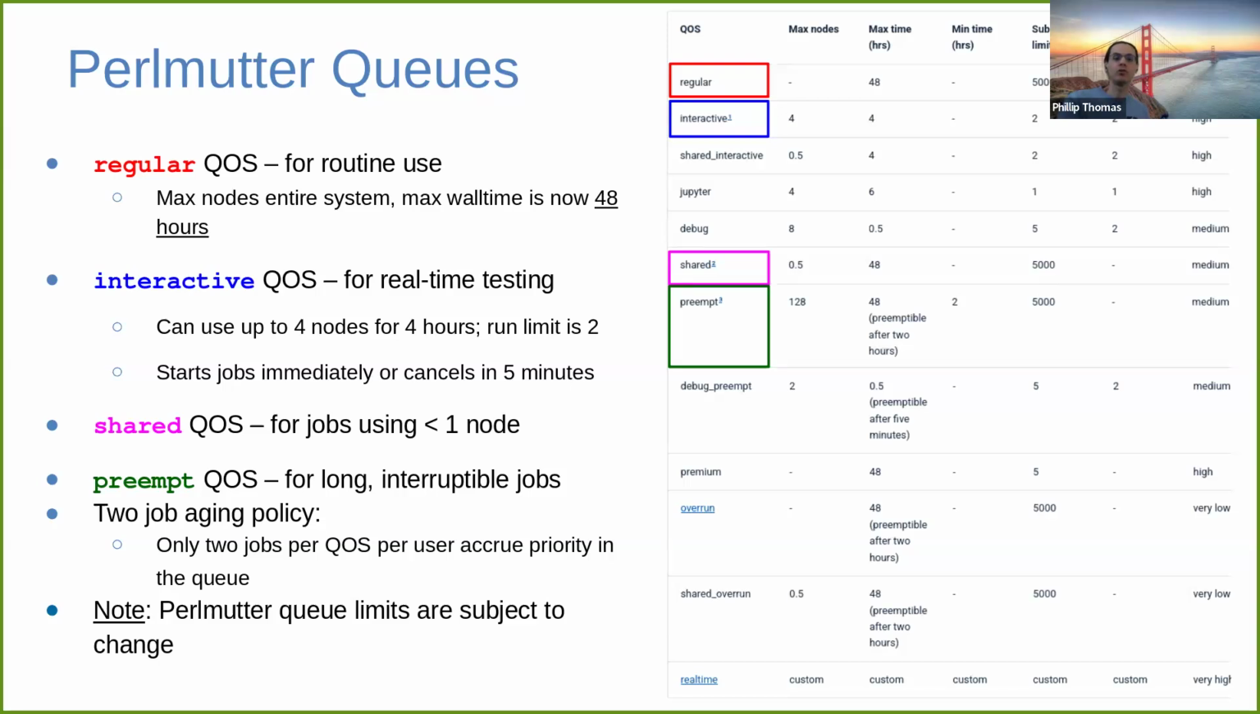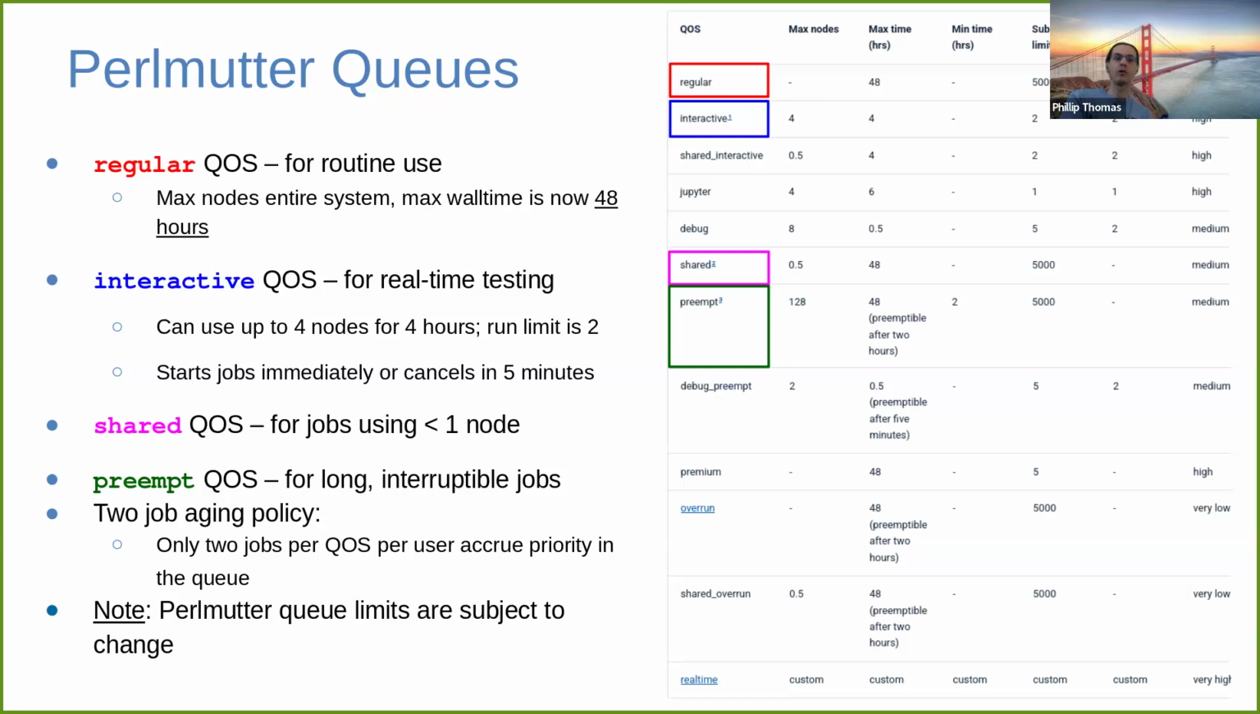The other 2 queues that may be useful for VASP users are the shared and preemptive. And these have some very clever ways of allowing you to reduce the amount of charges that you're getting for your jobs. The shared QoS allows you to run jobs that use only a fraction of a node. So ordinarily, you're charged for a full node's use whenever you allocate a node.